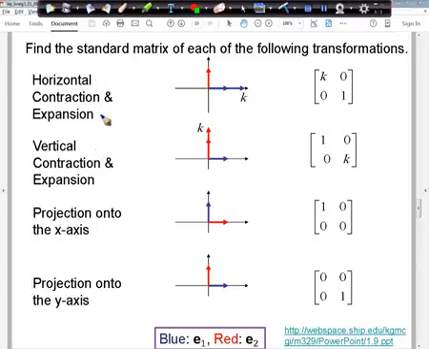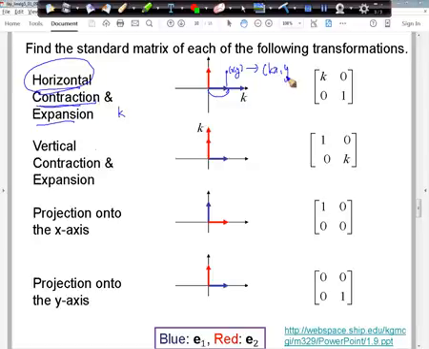Okay, let's look at a few more examples. Okay, in this case, it's a horizontal contraction or expansion. So here, let's consider x comma y. In this case, this function is doing horizontal contraction. So this horizontal coordinate gets smaller or expanded or bigger. So let's call the factor maybe k, and then this guy becomes kx comma y, right?